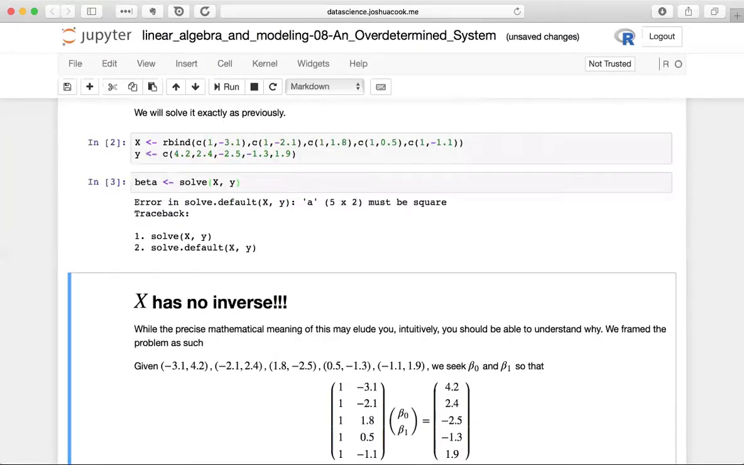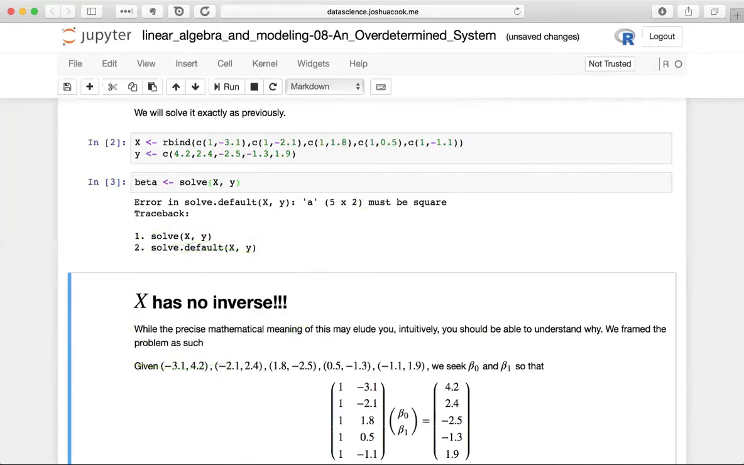And we get an error. The error is not super descriptive in R. It just says that a, which is this x here, is a 5 by 2, but it must be square in order for this to work. That's one thing that we know about when an inverse exists: in order for an inverse to exist, the matrix must be square. So this is not working because x has no inverse.